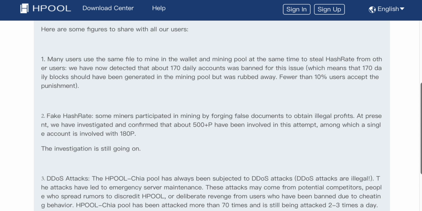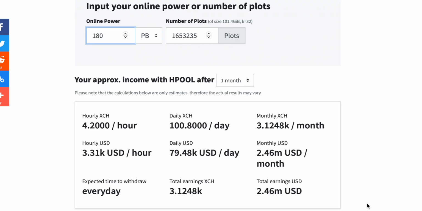According to a post on the Hpool website, over 500 petabytes of fake plots were discovered, including one user who had over 180 petabytes of fake plots on one single account. That would have been bringing in over 100 Chia every day for that user that they should never have received. Chia that instead should have been divided among the other pool users with valid plots.